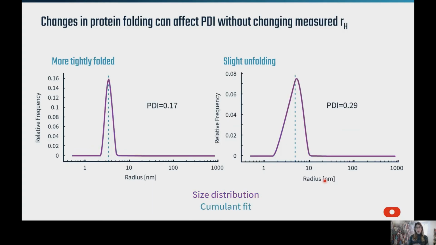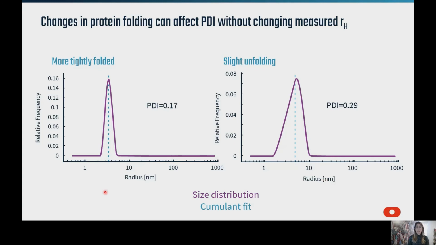So even if there are single species present with a single radius, there still could be some variations in that measured radius if the protein potentially begins to unfold or oligomerize, or if there are potentially some different oligomeric states, but the variations in that are going to be indicated by the PDI. So again, the PDI value is giving you clues to your sample quality.